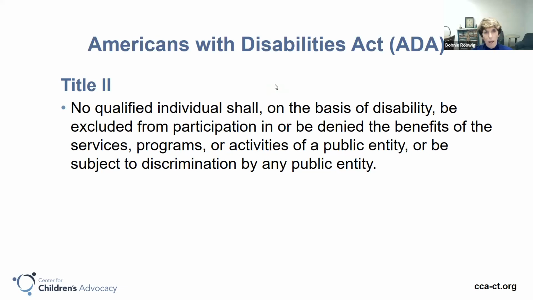There are two sections, and Robin talked about 504, which is very similar in terms of its language and its power. Title II, which applies to government entities, says no qualified individual shall, on the basis of disability, be excluded from participation in or denied the benefits of the services, programs, or activities of a public entity, or be subject to discrimination by any public entity. That language is incredibly powerful and has to be taken on its face. Next slide, please.